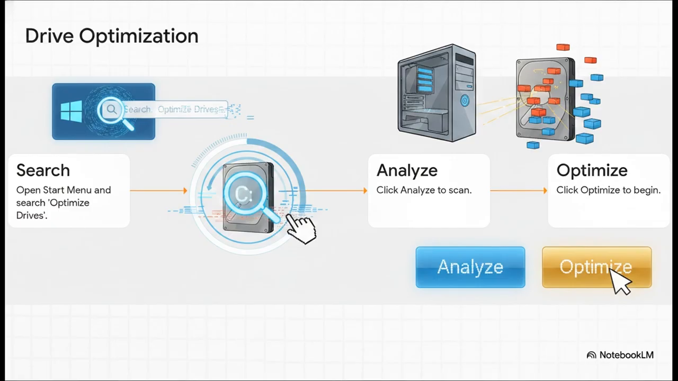Step 1, open the Start menu and just search for the words defragment or optimize drives. Step 2, select the drive you want to check, which is usually going to be your main C drive. Step 3, click Analyze. And Step 4, click Optimize.